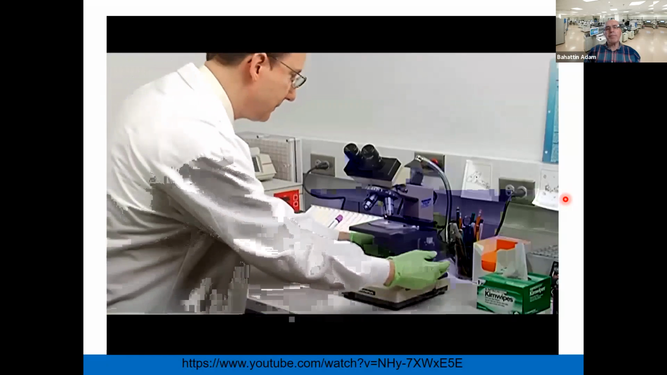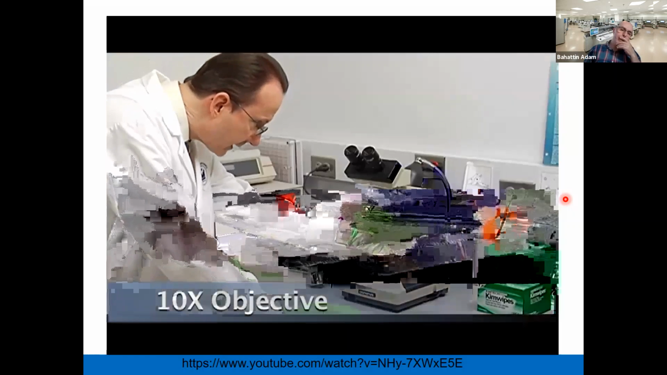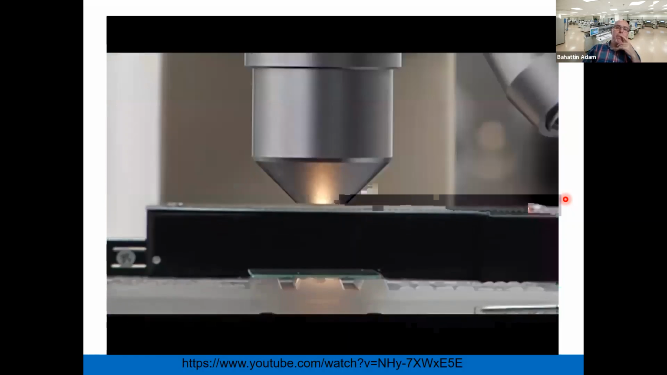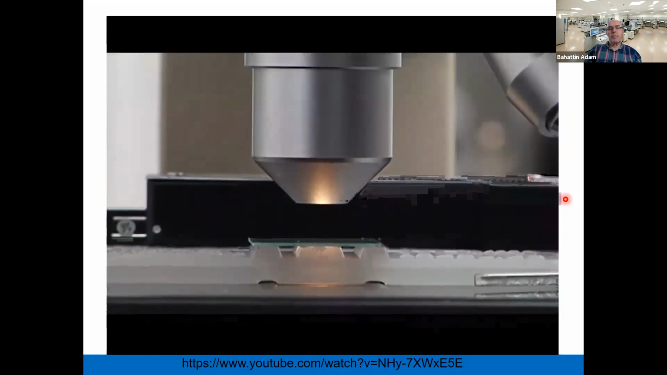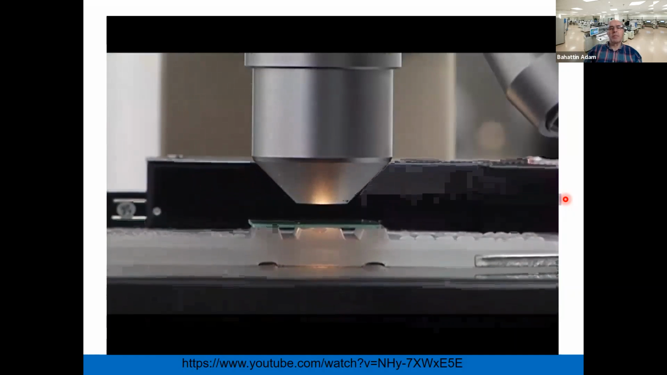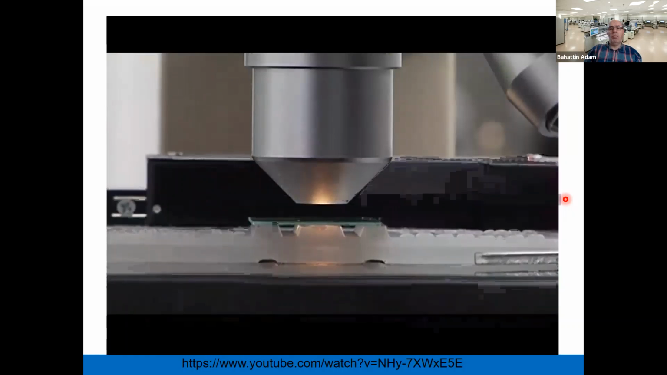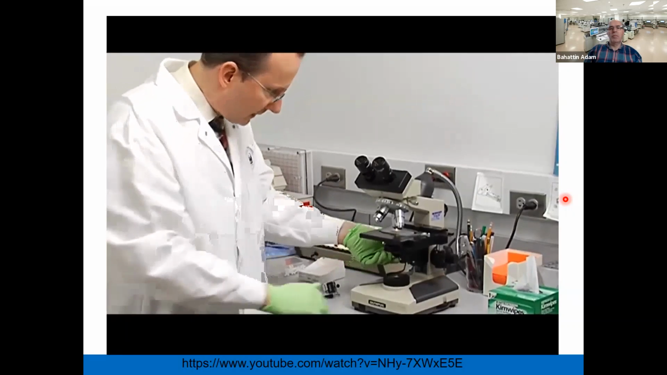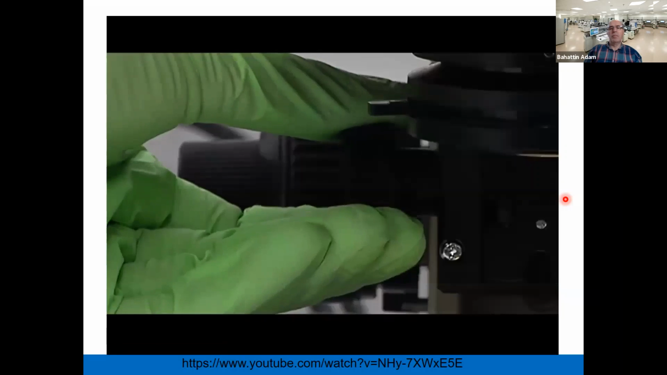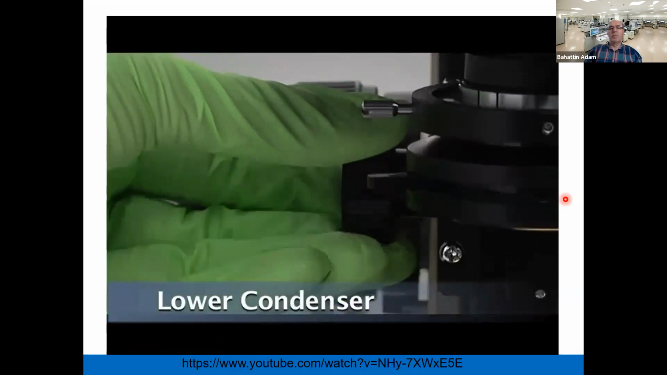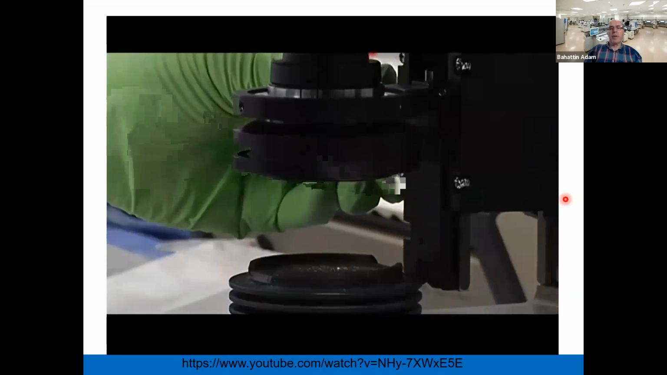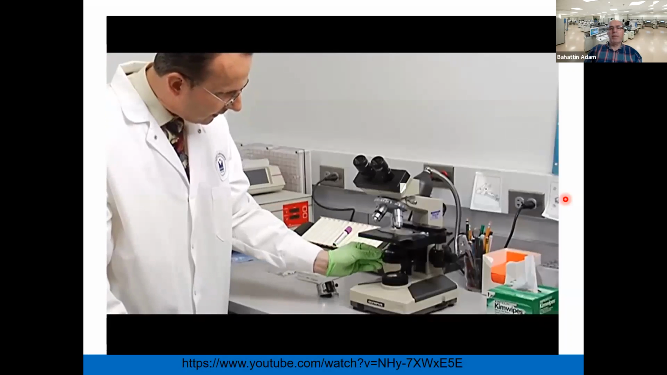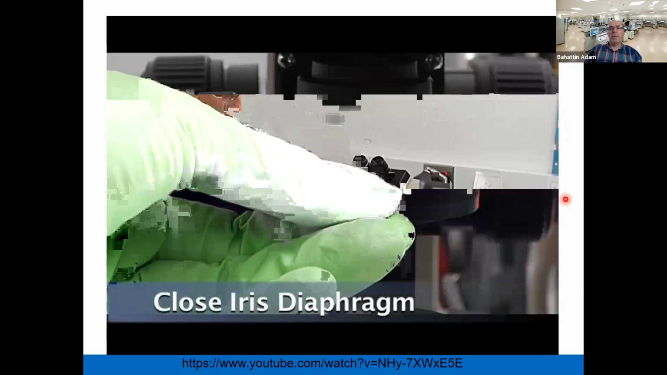Then you're going to raise the stage so it's about this far. You should have your 10x objective in place and raise it till it's just about this close to your 10x objective. Don't bring it up too far. You may break your cover slip. Now at this point you'll lower your condenser and then close the iris diaphragm.